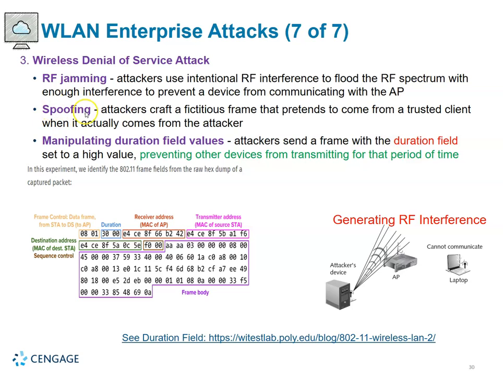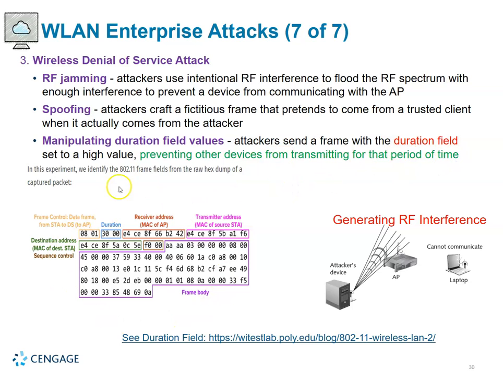There's also spoofing. This is a little more sophisticated than just jamming. Spoofing would be an attacker crafting a fictitious frame that pretends to come from a trusted client when it comes from the attacker. So you're a poser. You're trying to impersonate the legitimate client. And then there's also manipulating duration field values. So this is a little more sophisticated. What's happening here? You can see attackers send a frame with the duration field set to a high value. And what this does is it prevents other devices from transmitting during that period of time.